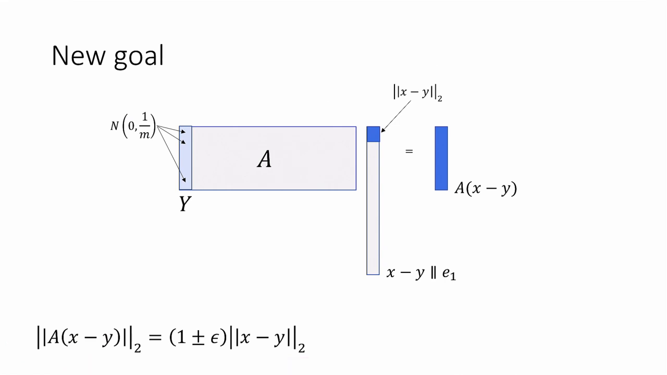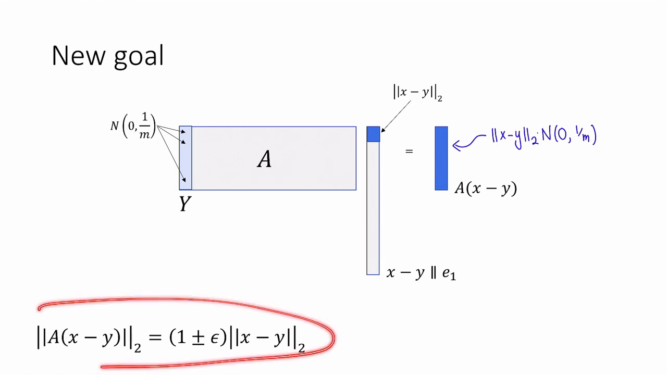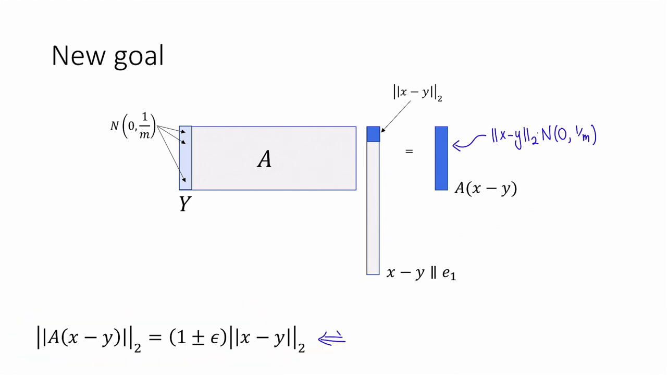However, in this nice new simple setting, A times x minus y is just equal to a scaled version of this first column. Let's call that first column y. That is, A times x minus y is just a vector of Gaussians, where every entry is the L2 norm of x minus y times some independent Gaussian. Therefore, this thing that we want to show is the same as wanting to show that the L2 norm of y, that first column of A, is equal to 1 plus or minus epsilon.